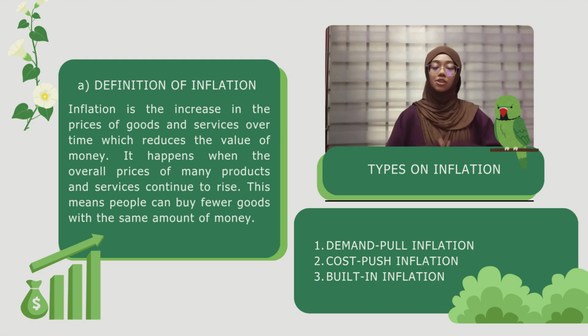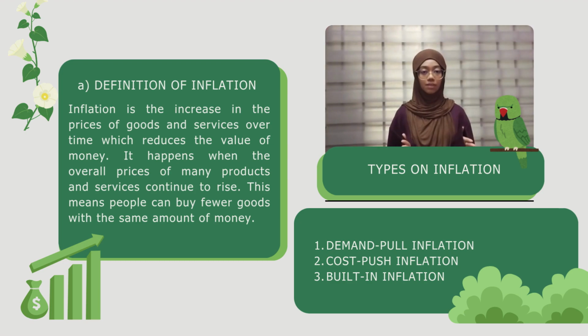Inflation means an increase in the price of goods and services over time, which reduces the value or purchasing power of money. This happens when the overall prices of products and services continue to rise. This means people can only buy fewer goods with the same amount of money. For example, when groceries cost 100 ringgit last year and 105 ringgit this year, this means inflation has occurred. There are different types of inflation.